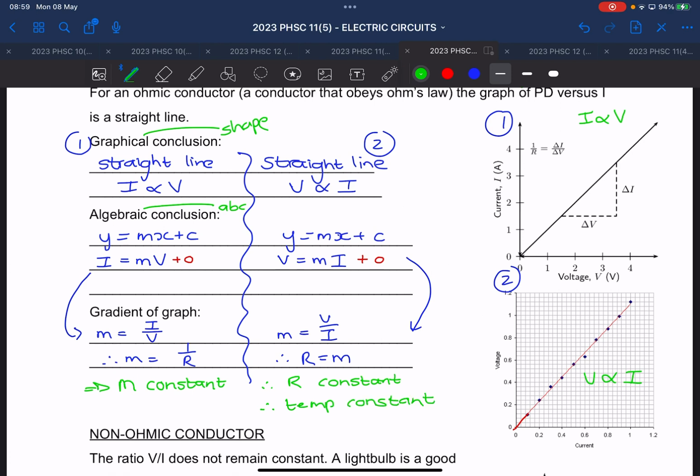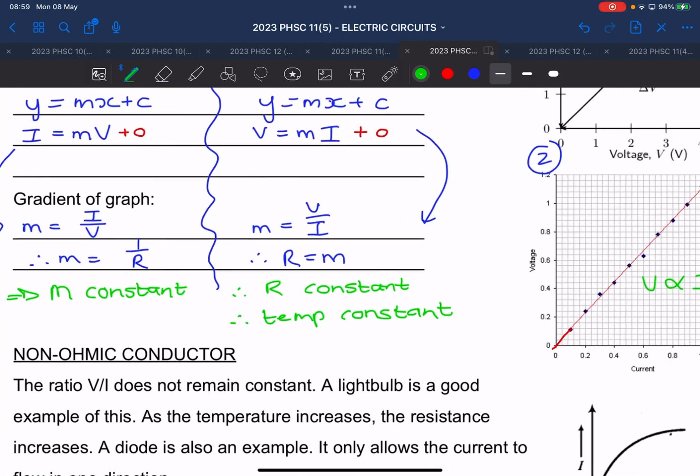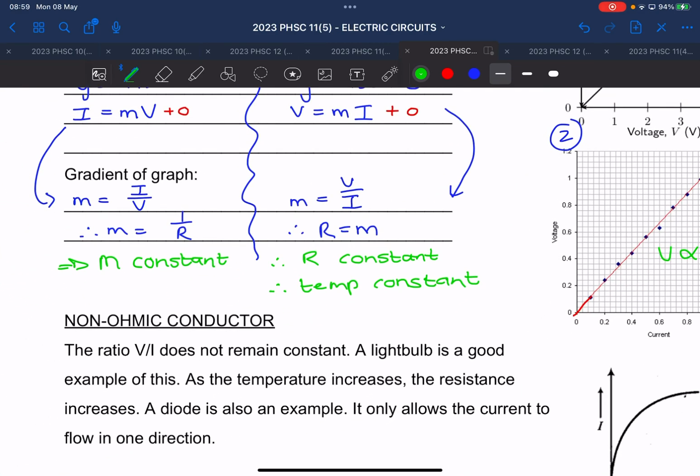Okay, and if it is constant, I must put in more lines next time. If it is constant, the temperature is constant, it remains the same, then we say that conductor is an ohmic conductor. An ohmic conductor because it obeys Ohm's law. It falls under the law, the temperature remains the same. An ohmic conductor.